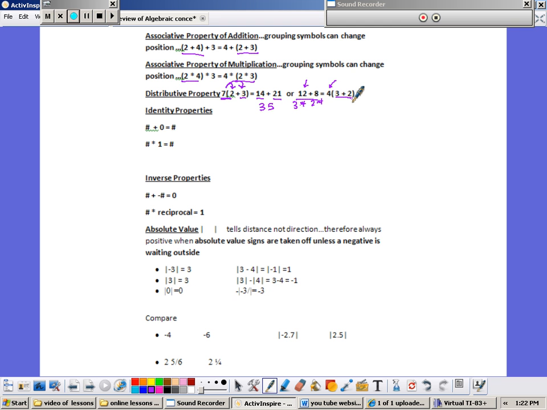The inverse property says that if I take a number and I add its opposite, for example, 2 plus negative 2, I will always get 0. The inverse property of multiplication says that if I take a number and multiply by its reciprocal, for example, 4 times a fourth, because the reciprocal is flipped over, I will get 1.